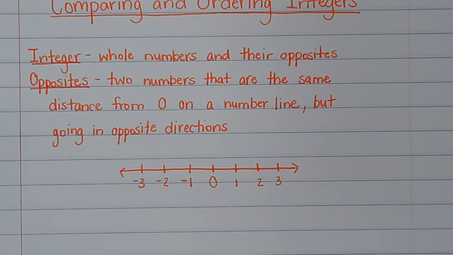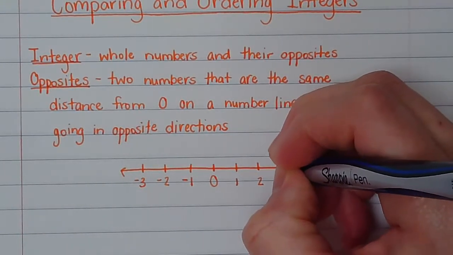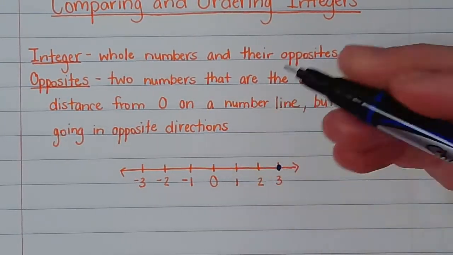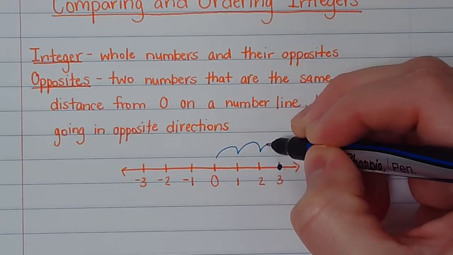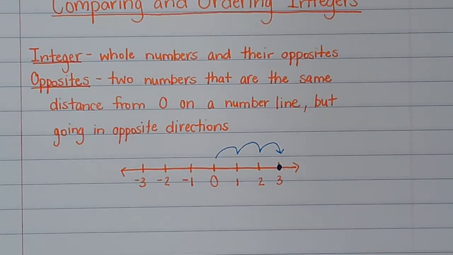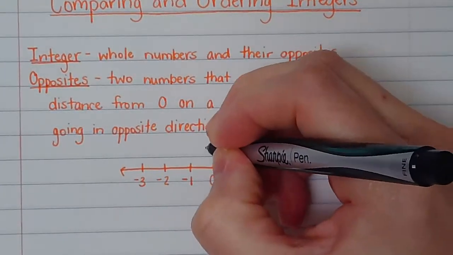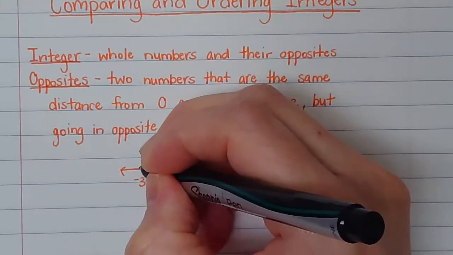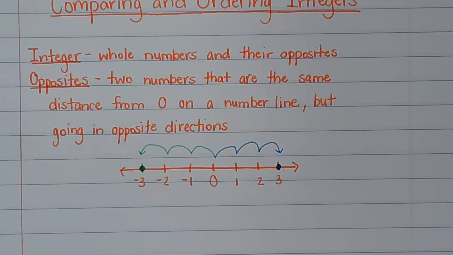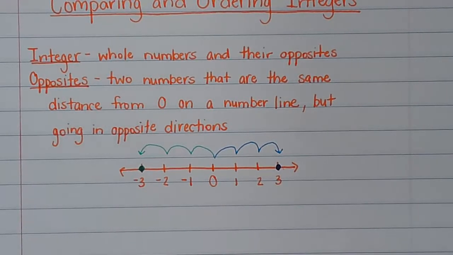So if I asked you, what is the opposite of 3? Well, how many jumps away, or what's the distance from 0 to 3? We've got 1, 2, 3. So then the opposite of that would be, if I go the other direction, 1, 2, 3, and here's the opposite. You're going the same distance from 0, just in the other direction. So you've got positive 3 and negative 3. Those are opposites. Okay, next definition.